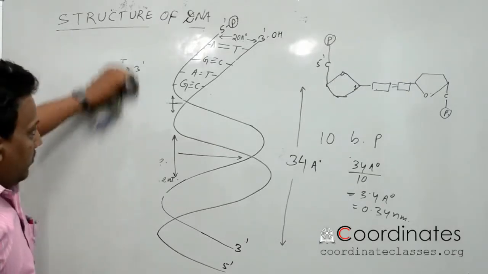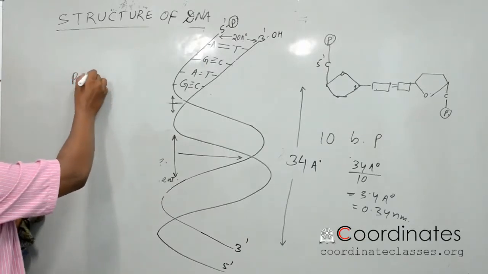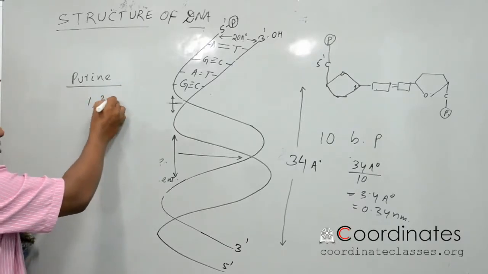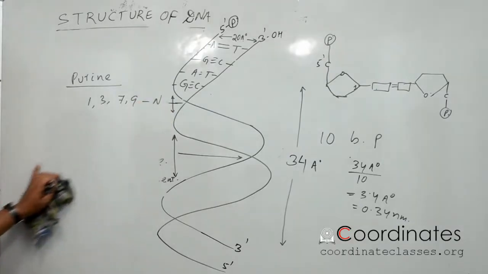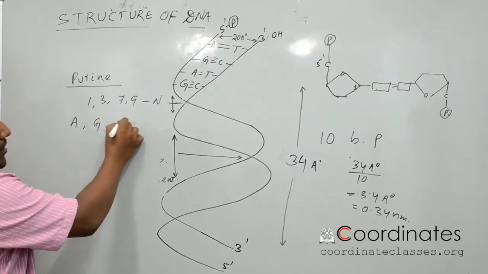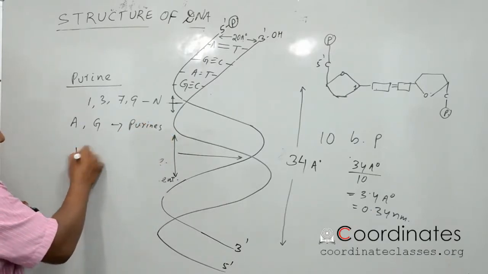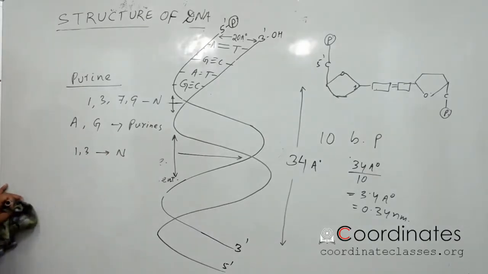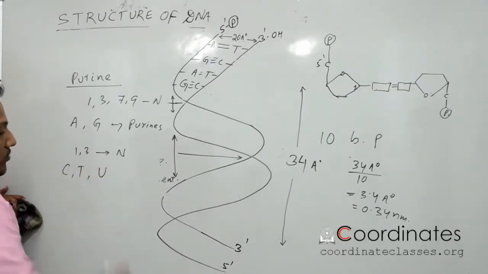According to Chargaff's rule, the total number of purines is equal to the total number of pyrimidines. Then what is purine? Purine is a 9-membered ring compound containing nitrogen at positions 1, 3, 7, 9 and other positions are occupied by carbon. There are two different kinds of purine. One is adenine and another is guanine. They are purines. Similarly, pyrimidines. What are they? They are 6-membered ring compounds containing carbon and containing nitrogen at 1 and 3 position. And there are 3 different kinds of pyrimidines. One is cytosine, another one is thymine, and another one is uracil.